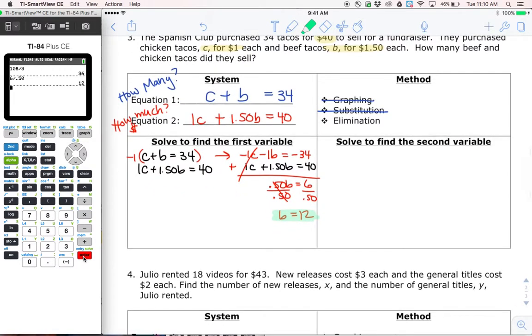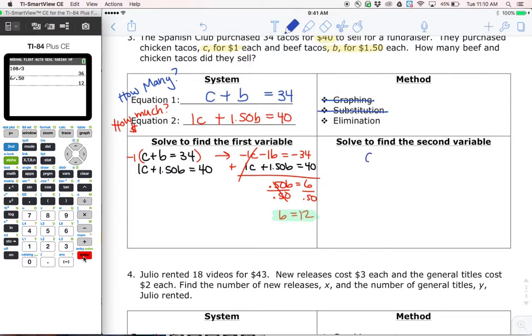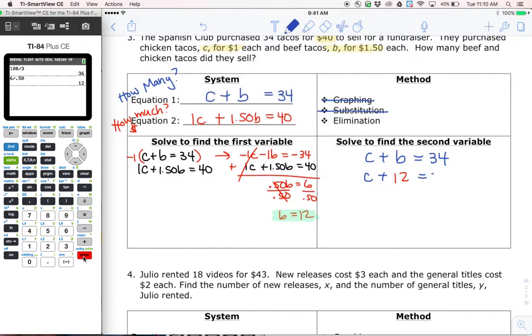All right, solve to find the second variable. So if we know there are 12 beef tacos, we got to figure out the number of chicken tacos. Well, we know we sold 34 tacos total, right? Because that was one of our equations. All the chicken tacos plus the beef tacos were 34 tacos total. So I still don't know chicken, but I know beef tacos were 12, right? And I know altogether I sold 34.